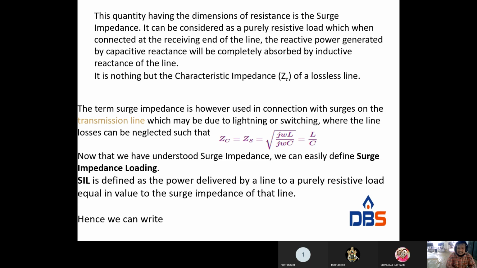The term surge impedance is however used in connection with surges on the transmission line, which may be due to lightning or switching, that is, a lossless transmission line. Therefore, ZS, characteristic impedance or surge impedance, is equal to square root of j omega L by j omega C, that is, root L by C. Now go for the surge impedance loading. Surge impedance loading is defined as the power delivered by a line to a purely resistive load equal to the surge impedance of the line. That means surge impedance ZS is equal to root L by C.